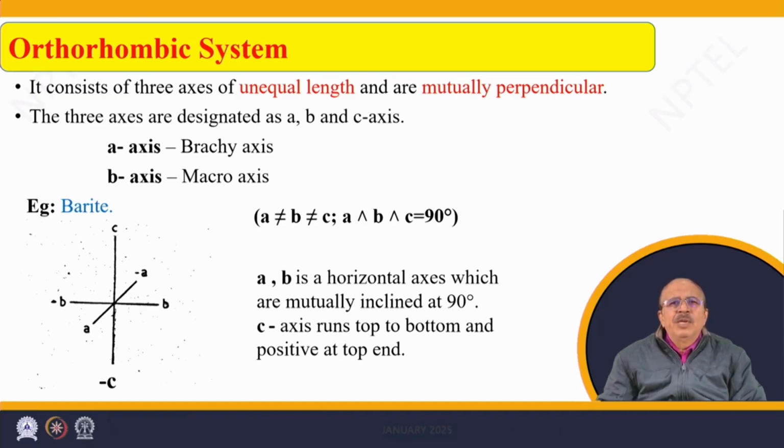Here in the diagram you can see A is not equal to B is not equal to C, and angle A, angle B, angle C is equal to 90 degrees. It means A, B is a horizontal axis which are mutually inclined at 90 degrees, whereas C axis runs from top to bottom and positive at top end.